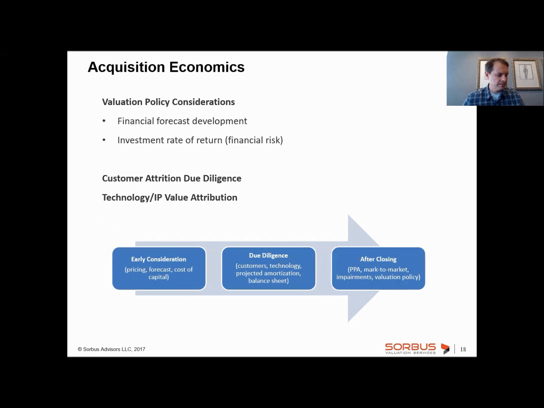Now, let me start our last polling question. What are the best ways to avoid future goodwill impairment?